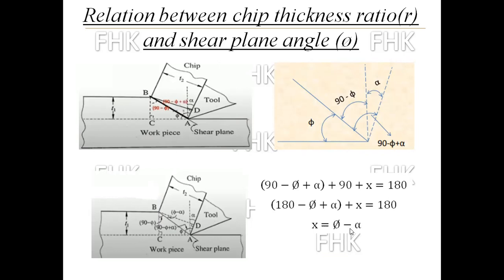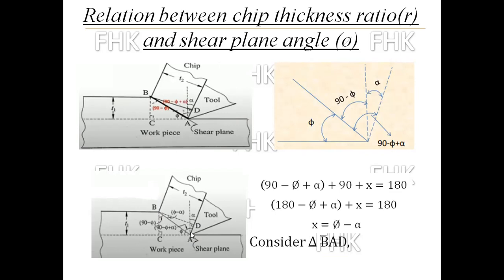So I will apply the cos rule for this angle. I will apply the cos rule from this triangle ABD. Now come to the triangle ABD. Consider this triangle ABD to find the value of AB.